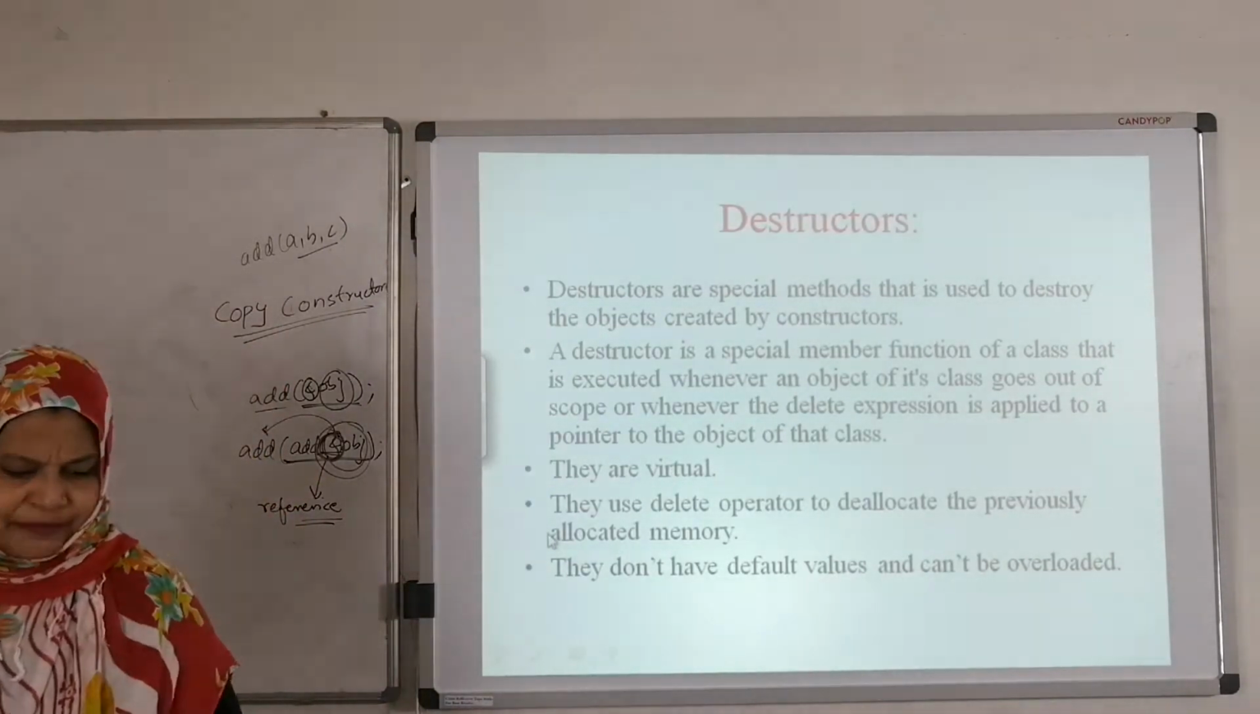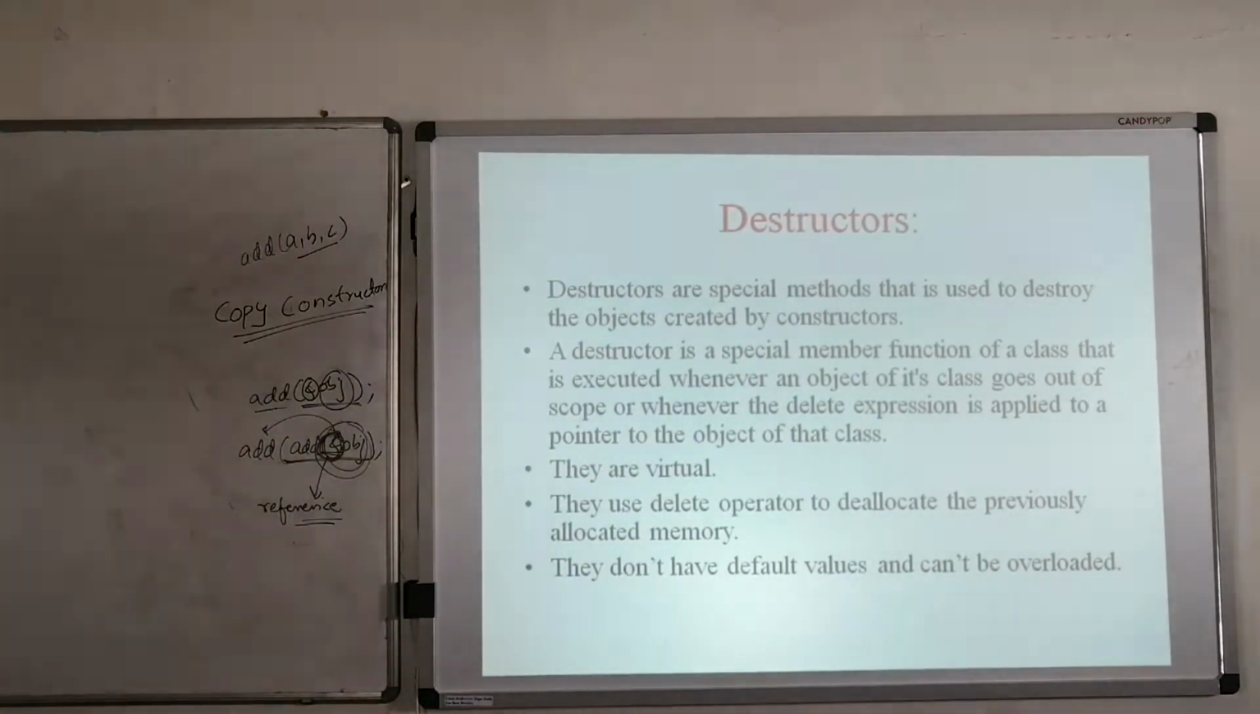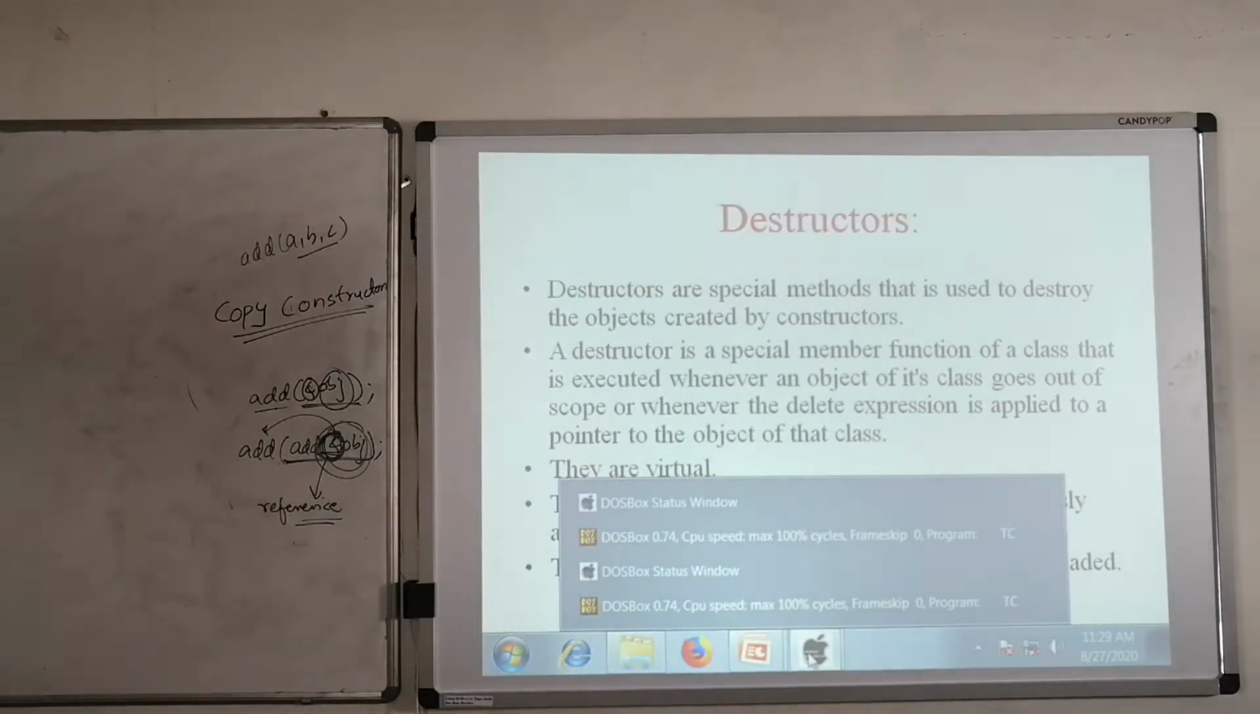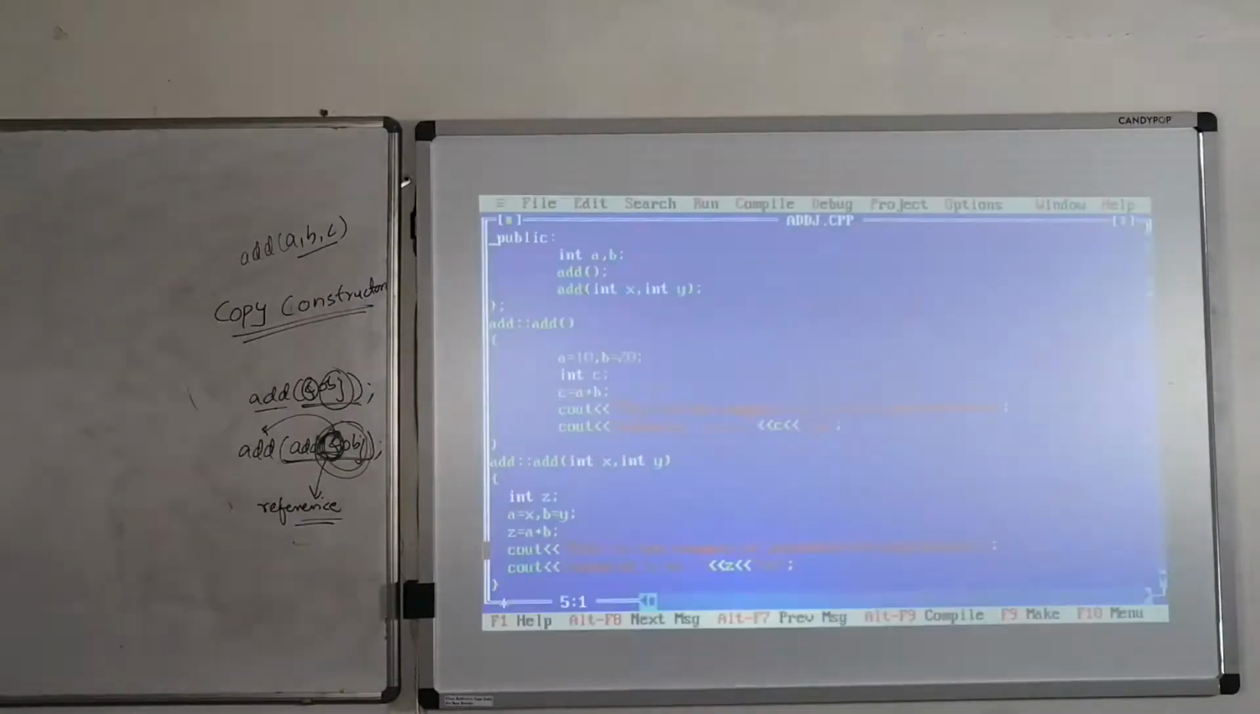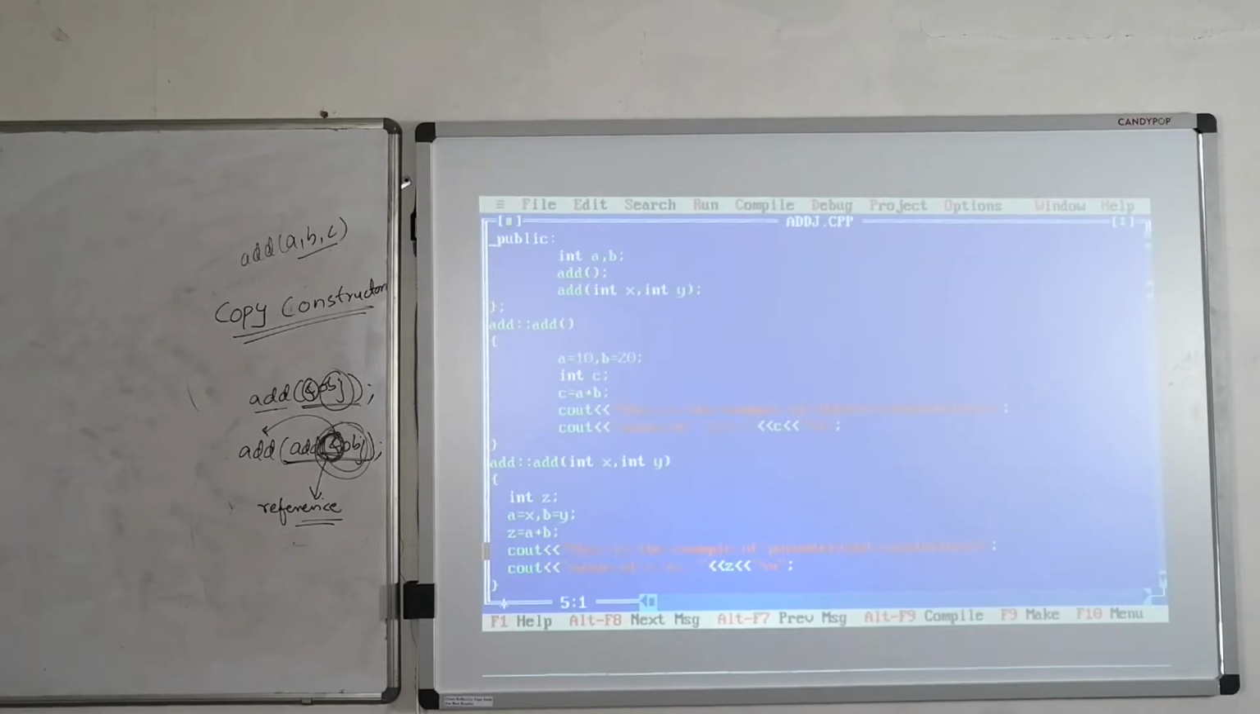I'm going to explain with an example. In class add, we are declaring the constructors. This add is the default constructor. This add int x, int y is the parameterized constructor. Now I am defining the copy constructor. How do we declare the copy constructor?